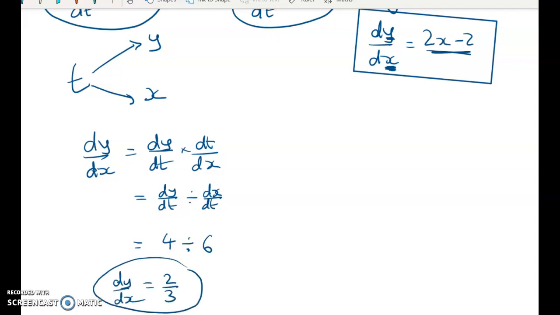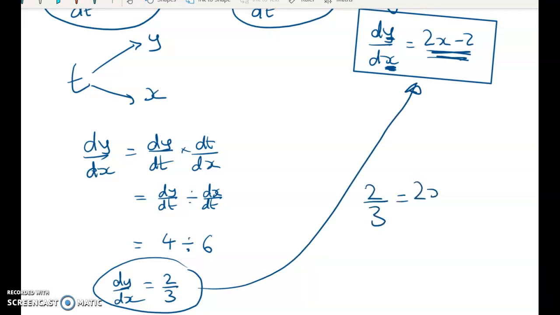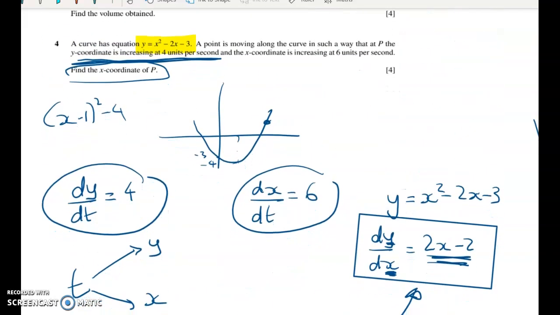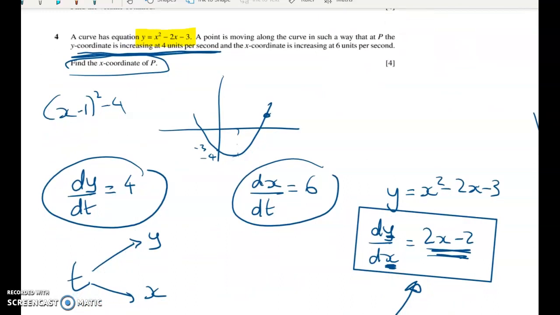So what we're trying to find is the gradient. Where is the gradient equal to 2/3? But we know that the gradient is given by 2x minus 2. So we get 2/3 is equal to 2x minus 2. 8/3 is equal to 2x. So x is equal to 8 over 6, which is 4/3. So what that's telling me is that at the point on the curve, which is just here, we're going to have dy by dt is 4 and dx by dt is 6.